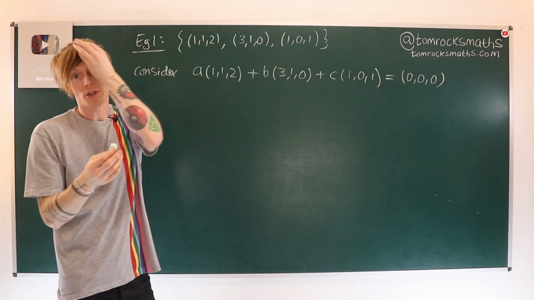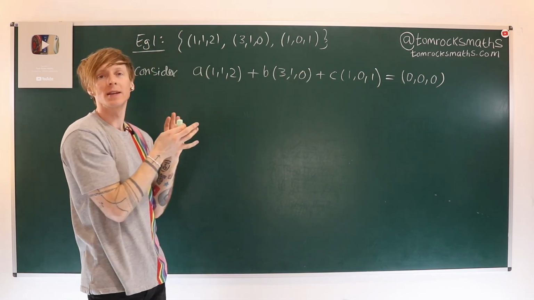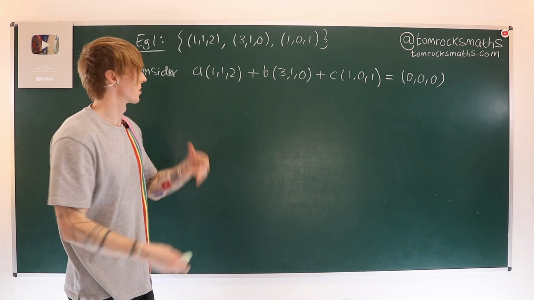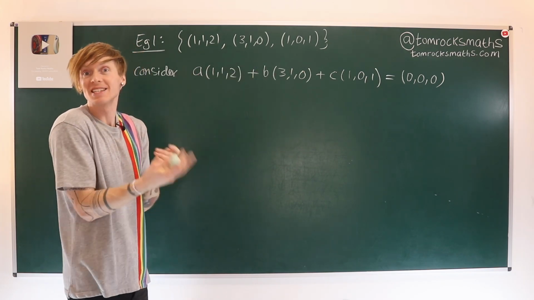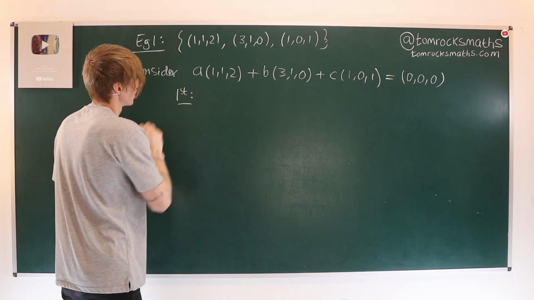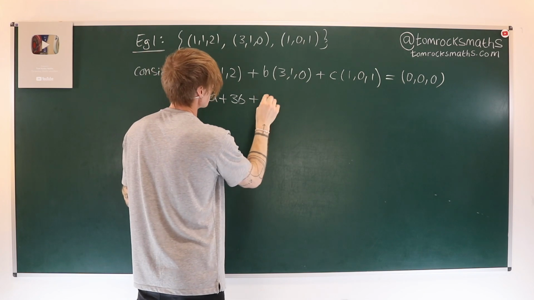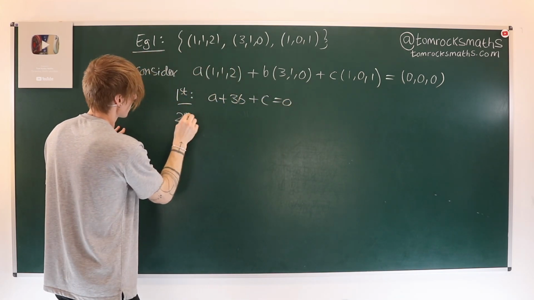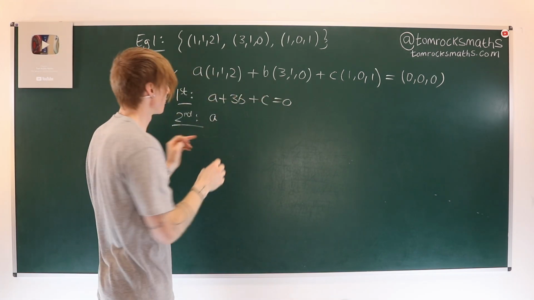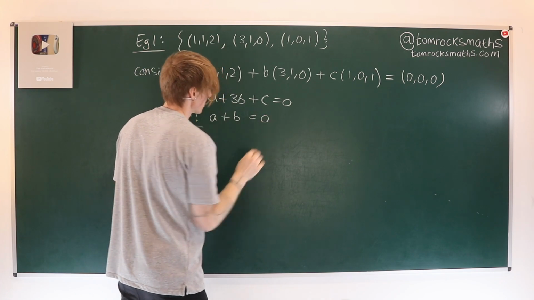Now again, we want to solve this for a, b, and c, and we can conclude linearly independent if and only if the solution is a equals b equals c equals 0. So clearly that will work, but we want to see, is there another possible solution? So if we look at the first coordinate, what does that tell us? It tells us that a plus 3b plus c has to be 0. The second coordinate tells us a times 1, so a, plus b times 1, plus b, plus c times 0. So that has to be 0.